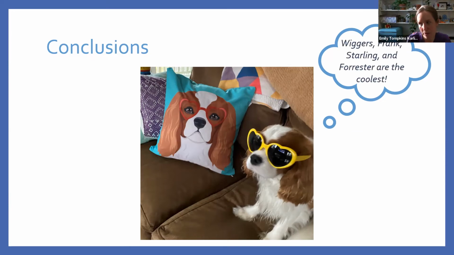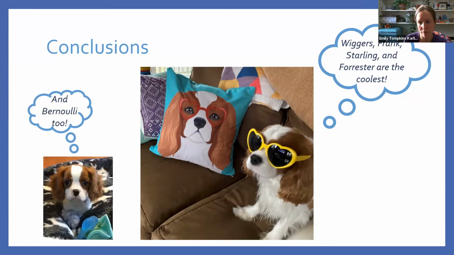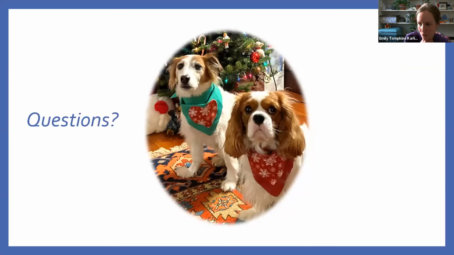From Otto's perspective, I think it's very clear that Wiggers, Frank, Starling, and Forrester are super cool, and we should not forget about Bernoulli. Bernoulli is necessary for all of this too. A lot of information can be gained from those diagrams, and you don't necessarily have to memorize anything because they kind of just make sense if you can piece them apart, and we think about them all the time. I'm happy to try to answer any questions, or otherwise we can be done.